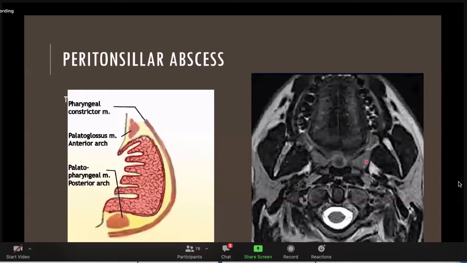On cross-sectional imaging, we can see that this is the palatine tonsil, and anterior to it, this hypointense structure here is the palatoglossus muscle forming the anterior pillar of the tonsil, and posteriorly we have the palatopharyngeal muscle forming the posterior arch, and laterally this is the pharyngeal constrictor muscle. On imaging, usually the peritonsillar space is not well defined, but it is a space that is most frequently involved in adjacent infections.